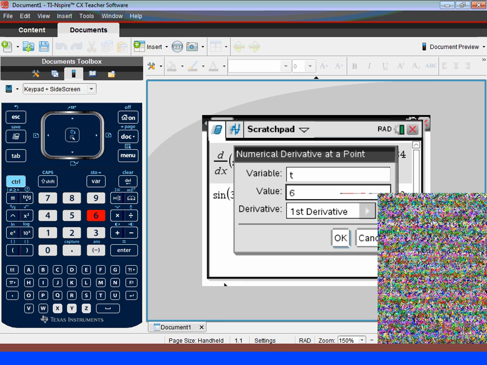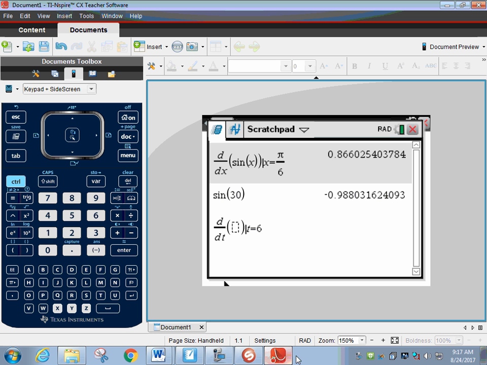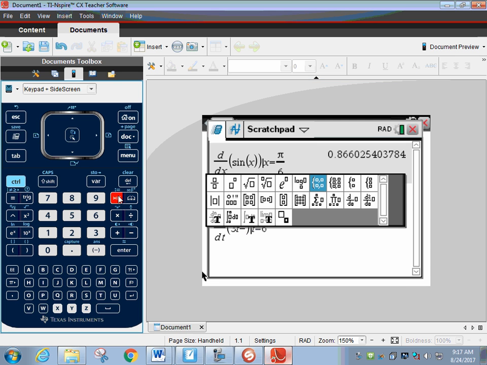Okay, now the function, what did I say the function was? 3t minus log base 4 of t. I wanted to see if you remembered how to do log, or if you ever knew. 3t minus, how do you do log base 4? I think it's in here, isn't it? No, it's not. Where is it?